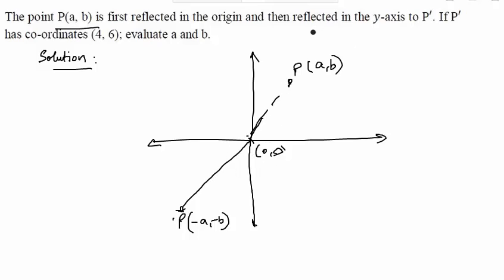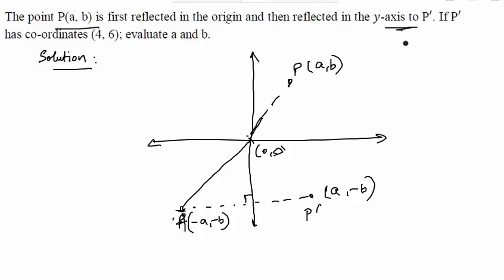Now it says it is then reflected in the y-axis to P'. So let us name this as A. So now this A is reflected in the y-axis at P'. So since it is reflected in the y-axis, that means the y-axis has to be the perpendicular bisector of AP'. So therefore the coordinate becomes (a, -b).